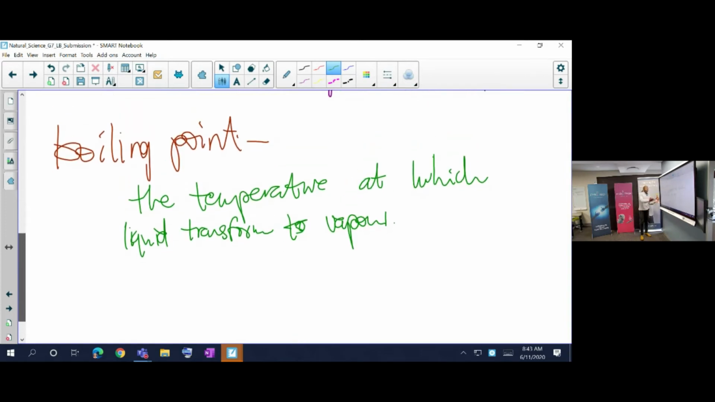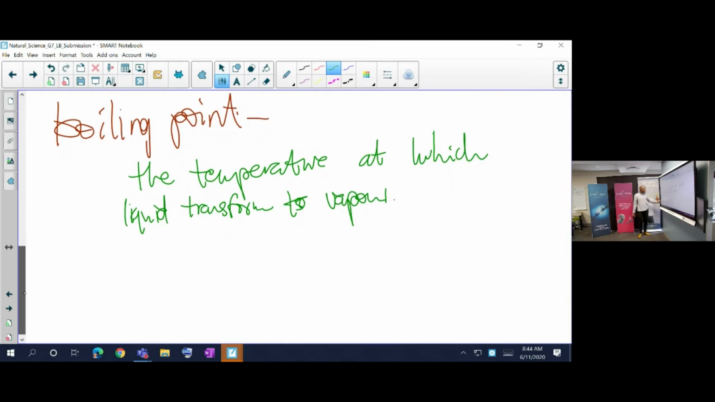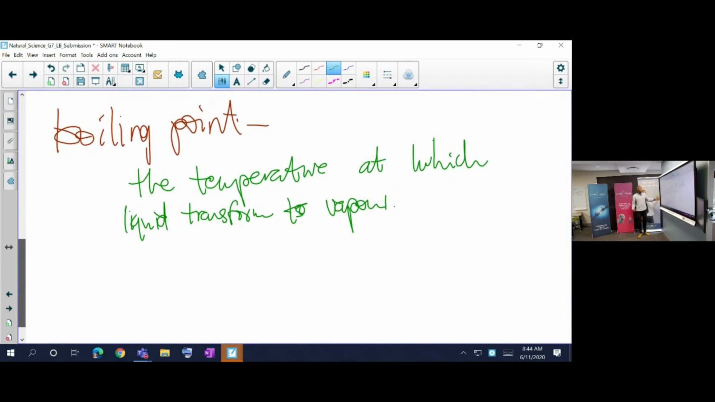And there's so much more happening in between this. As to breaking it down to the minute detail of materials, there's so much happening in this. For your grade 7 level, this is how we will prefer to have it. Temperature at which liquid transforms to vapor, right?